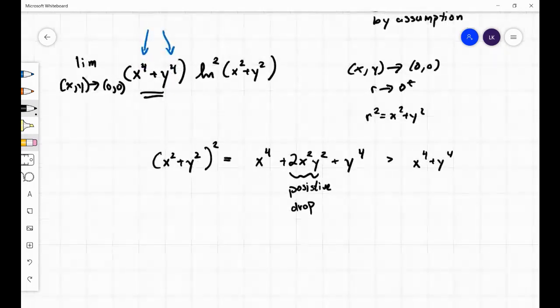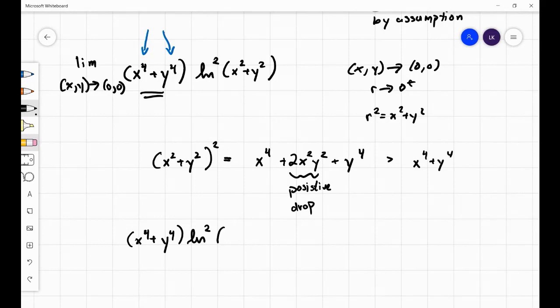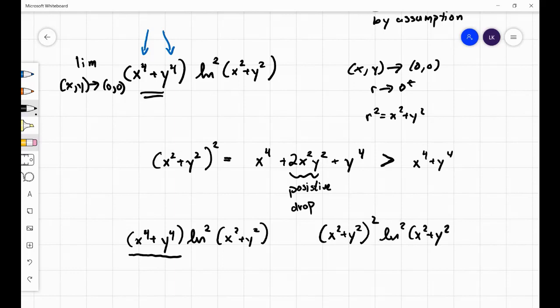So what we can do is start playing around with the inequalities, and realize that this factor is smaller than x squared plus y squared quantity squared. So the whole product here becomes bigger on the right-hand side. Is that okay? All right.